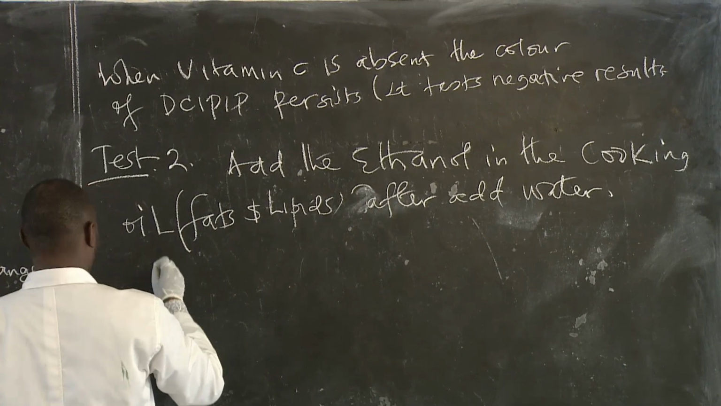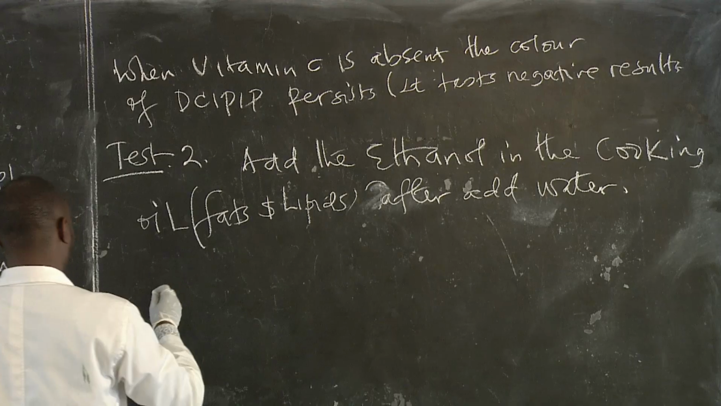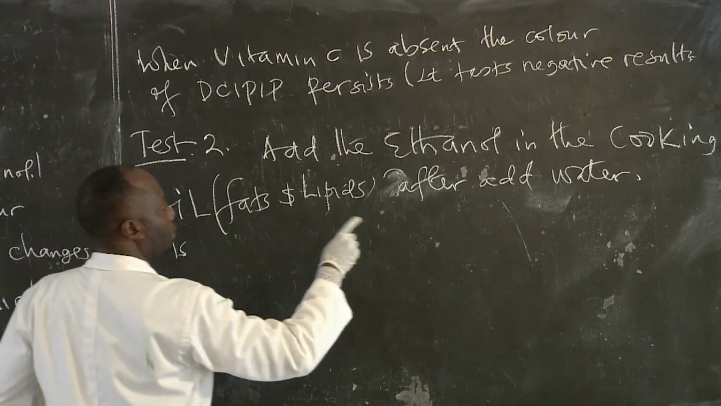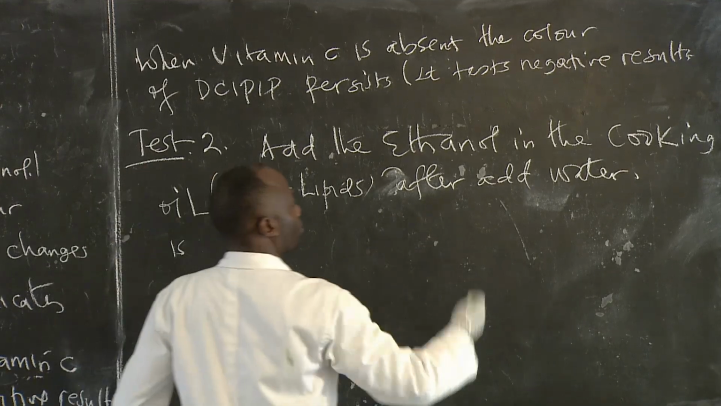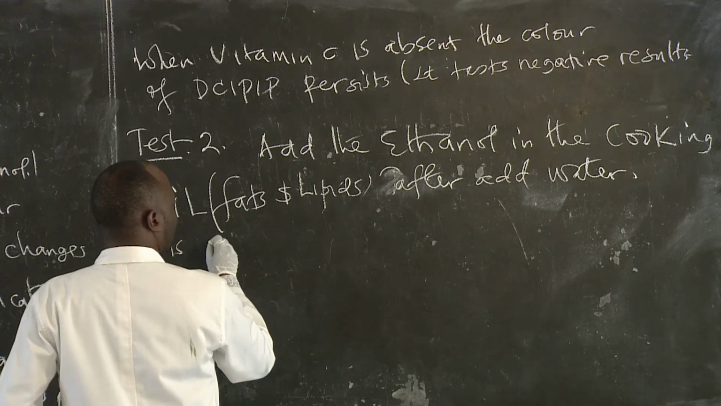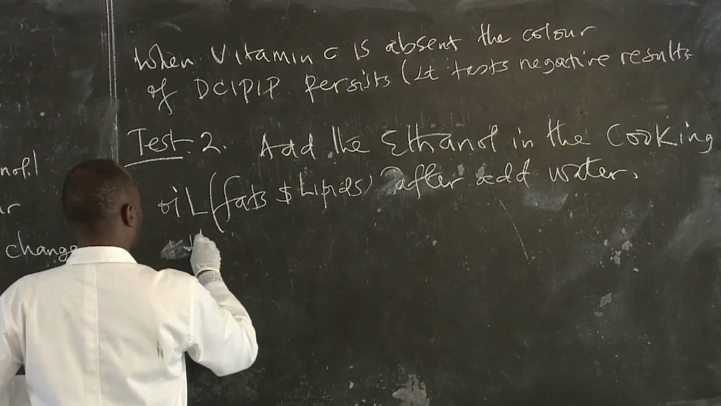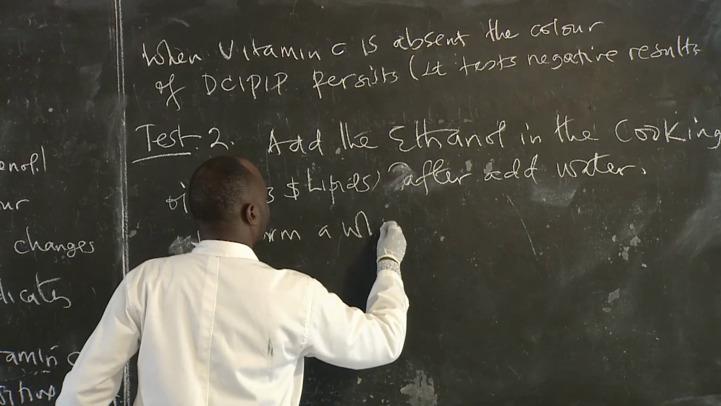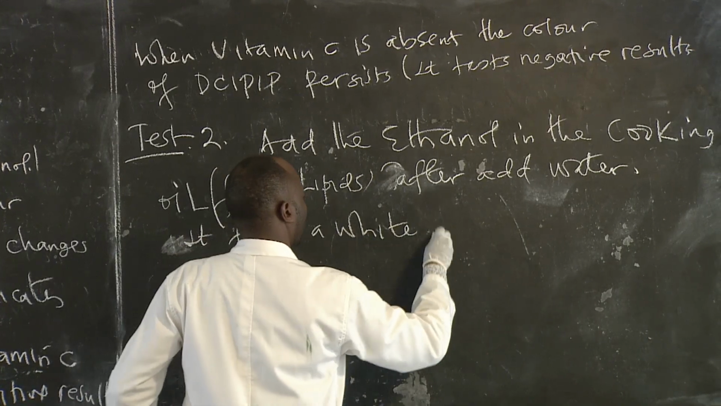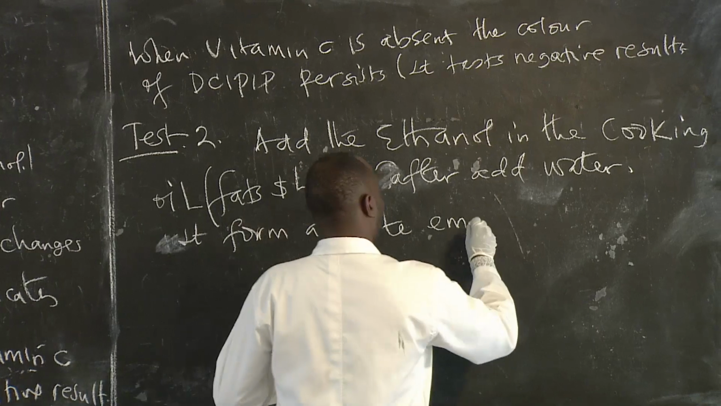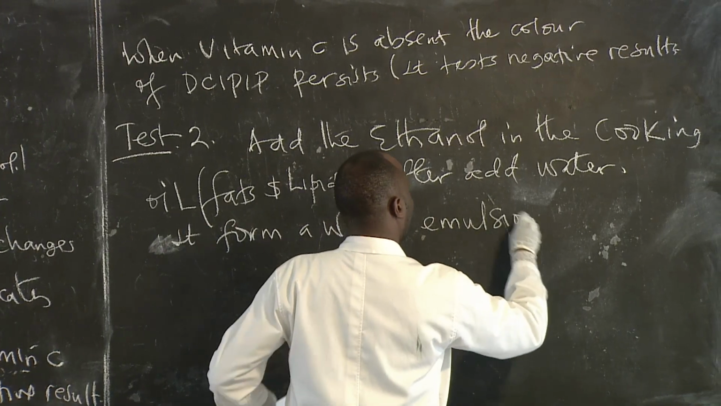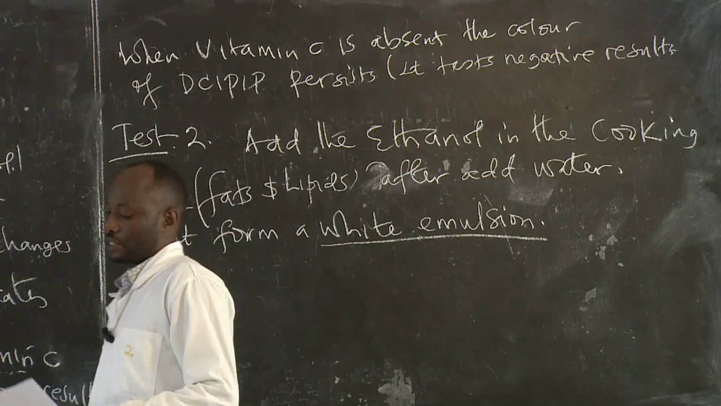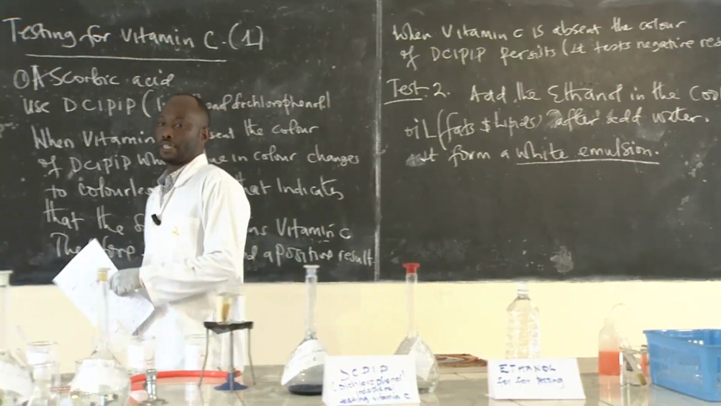you can say after adding water, it forms a white emulsion. You underline that word, which is very important. It forms a white emulsion, which confirms the presence of fats or lipids in the sample.